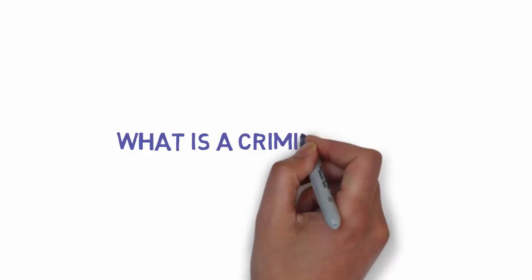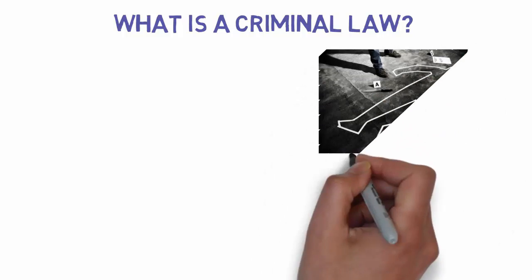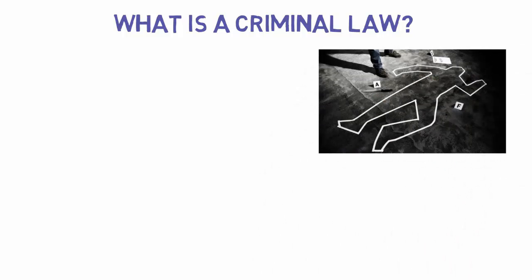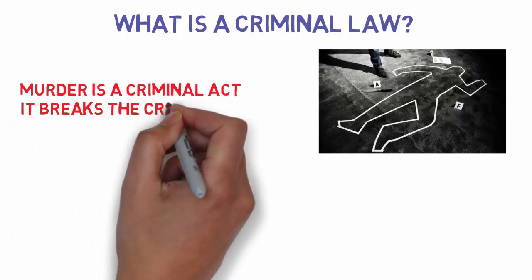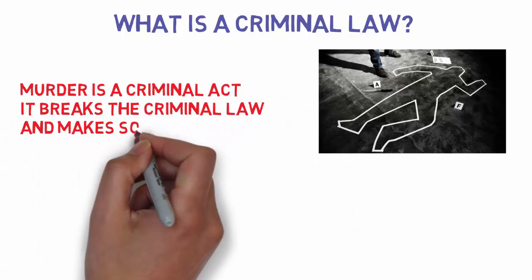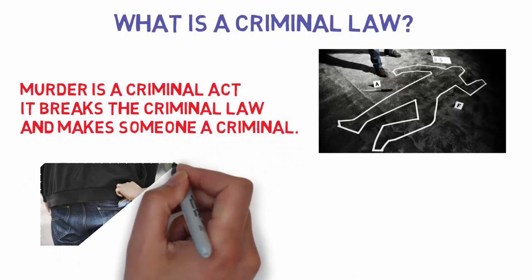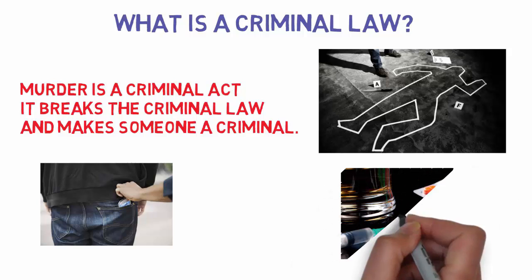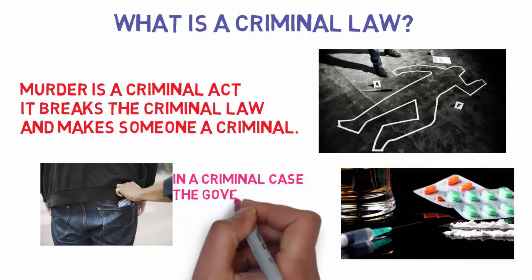Now, criminal law is where you break the criminal law. For example, murder is a crime against a person, but it's a criminal law. It makes someone a criminal. Theft, someone stealing something, or drugs. In a criminal case, it's the government who acts for all citizens. So if someone gets murdered, the government will represent all citizens against the person who has committed the crime.